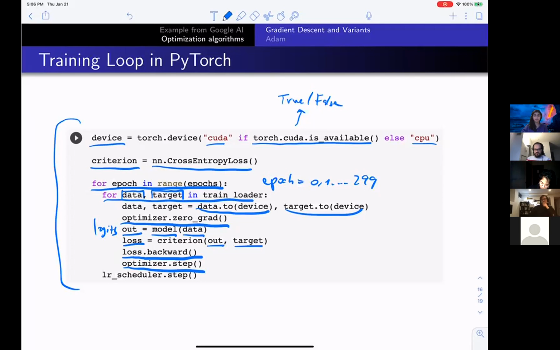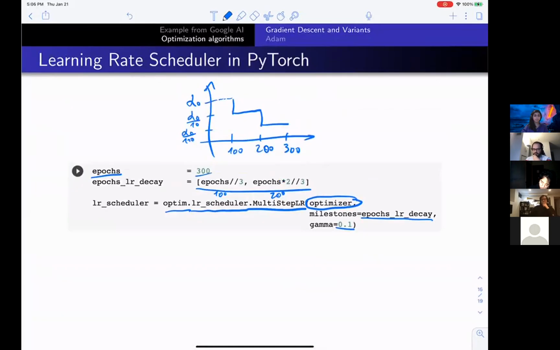Now, every epoch, you need to do an LR scheduler step, which would essentially move you from, let's say, this point to the next point in the graph.